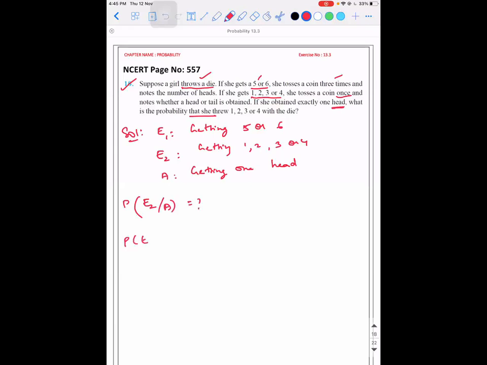So what is the probability of E1? Getting 5 or 6 is 2 out of 6, which is 1 by 3. So the probability of getting E2 is 4 out of 6. That will be 2 by 3. So what is the probability of A given E1? What is the probability of getting one head known that it is 5 or 6? So when she is tossing the coin 3 times, how many outputs come, guys? 8. Out of the 8 outputs, what is the probability that you will get exactly one head?